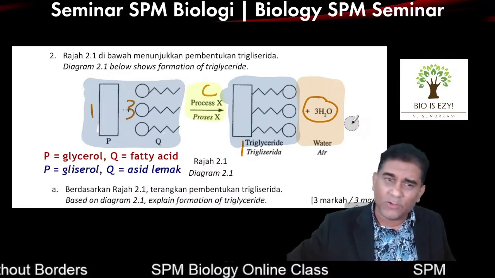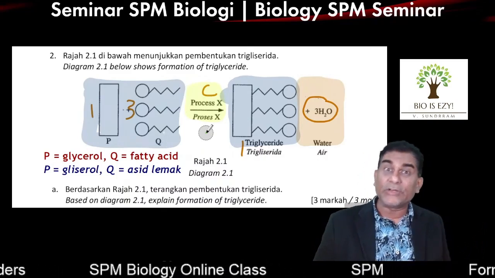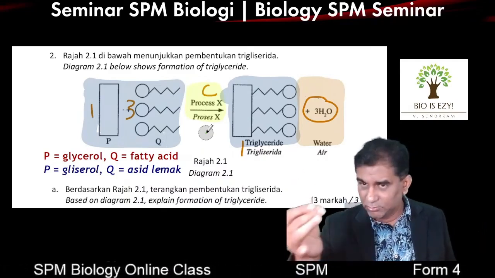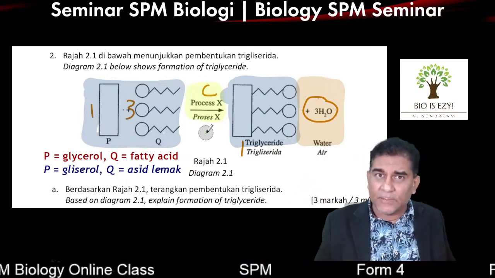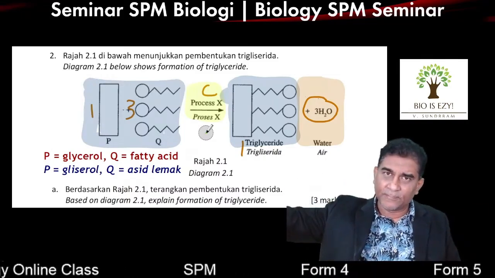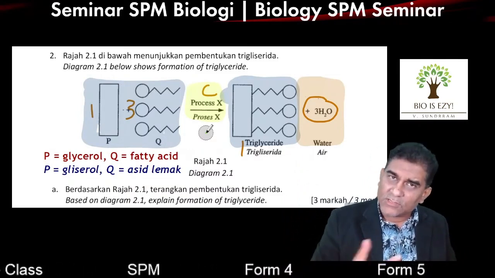We know the students, they don't use the word condensation. They will write P and Q reacts to form triglyceride. They simply use the word react. You must use the word condensation. Most of the students don't mention the number. P reacts with Q to form triglyceride. The word react is considered wrong. Without the number, considered wrong.